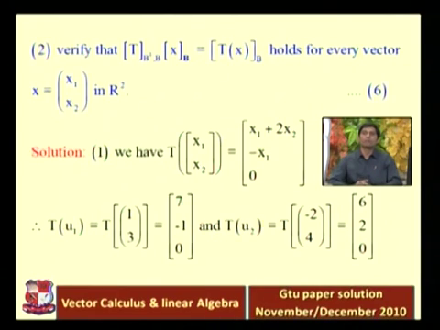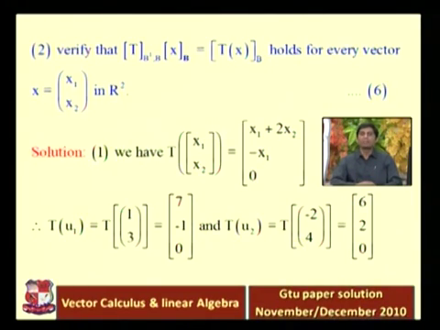Now try to find T of u1. What is our u1? u1 is 1 and 3. So T of u1 is T of 1, 3. Just put instead of x1 in this definition, 1, and instead of x2, 3. So you will get T of u1 is equal to T of 1, 3, that is equal to 1 plus 2 into 3, that is 1 plus 6, that is 7. Then minus x1, that is minus 1, and 0.